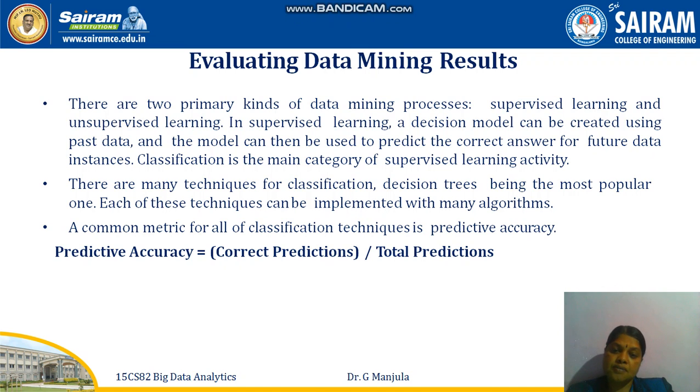Classification is the main category of supervised learning. There are many techniques of classification for supervised data, with decision trees being the most popular one, and these techniques can be implemented with many algorithms. A common metric for all the classification techniques is predictive accuracy. Predictive accuracy is nothing but the number of correct predictions divided by the total number of predictions. So first you identify the number of predictions possible for the business, then you identify how many of the total are correct predictions, and then the predictive accuracy level may increase. So this is about the standard common metrics for the classification techniques.